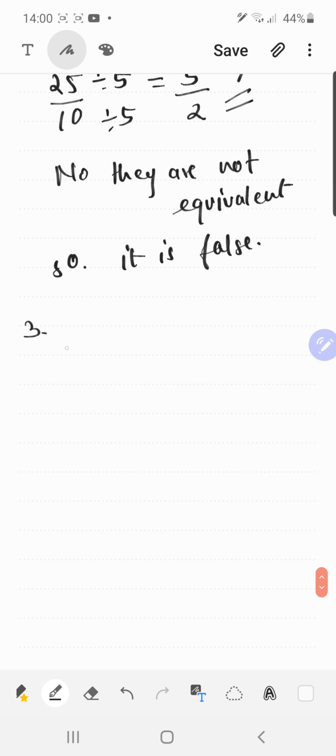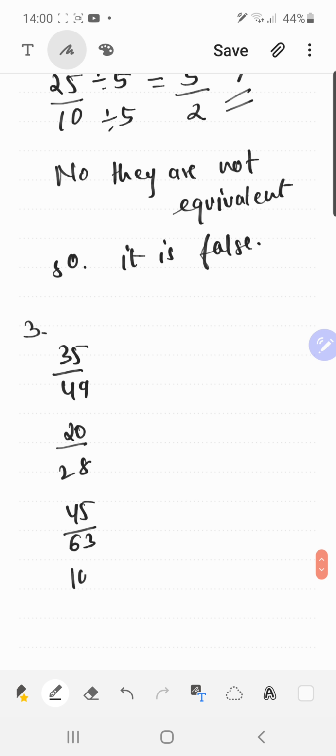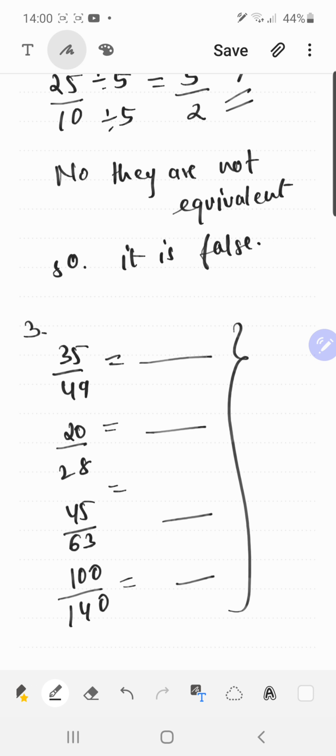Third, we have 35 upon 49, 20 upon 28, 45 upon 63 and 100 upon 140 are equivalent. You have to reduce them all. And after reducing, if you get all of them as equal, you will write yes, this statement is true. Shall I help it out?